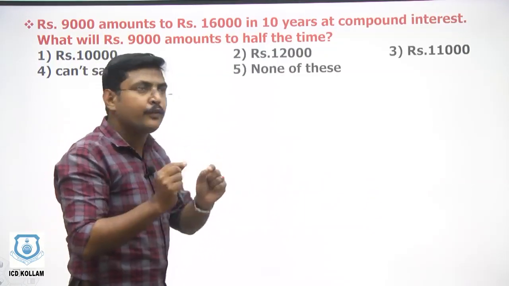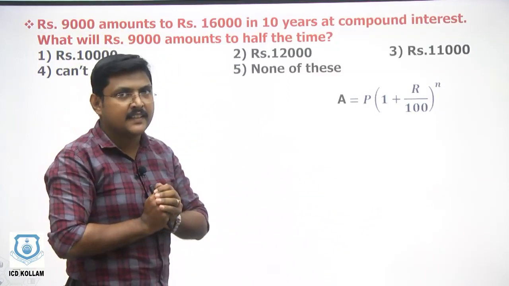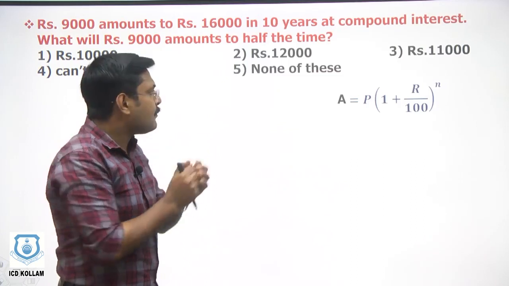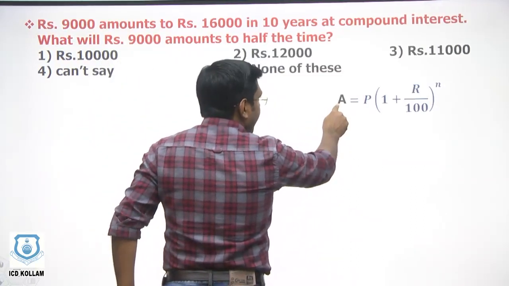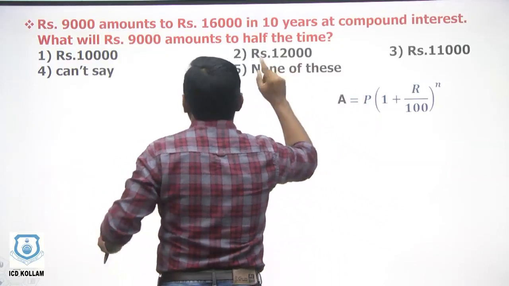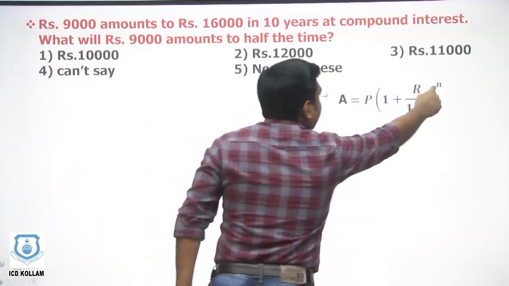I hope all of you know that formula, that is amount A is equal to P into 1 plus R by 100, the whole raised to N. I am going to make a small change in this formula. Here A is the amount, P is the principal, that is the initial amount, R is the rate in percentage, and N is the time period.